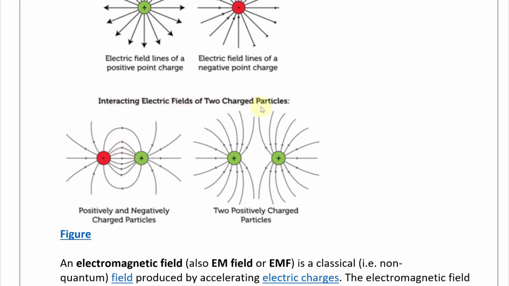Interacting electric fields of 2 charged particles. If you have right here a plus and a minus, they're positively and negatively charged particles, so they're opposite signs, or unlike charges, so they are attracting each other. So notice this arrow is pointing towards the other. And if 2 positively charged particles, they repel because they're like charges. So notice the lines pushing away against each other.